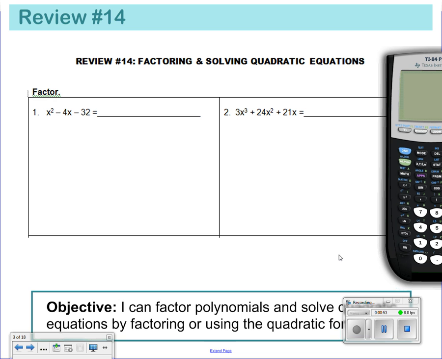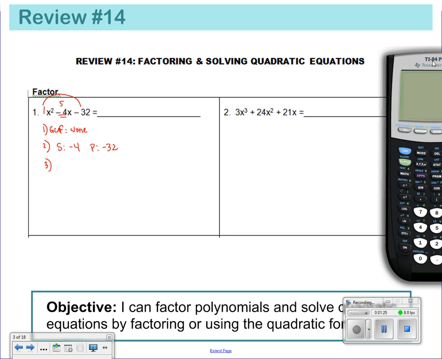The first thing we're going to look for is, is there a GCF? Look at the number in front of the x squared. There is not a number in front of the x squared, so there's no GCF. 2, we're going to look for our sum and product. Our sum is the number in front of the x, that's the -4. And our product is multiplying the coefficient of the x squared, which is a 1 since it's not shown, and our constant of -32, that gives us a product of -32.